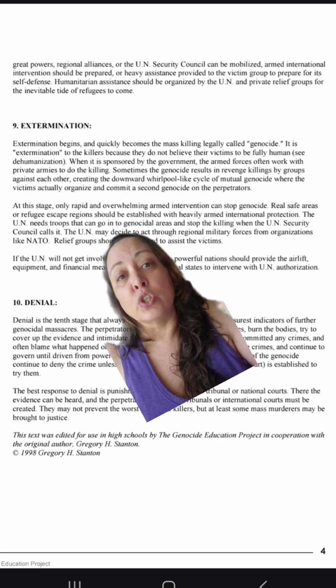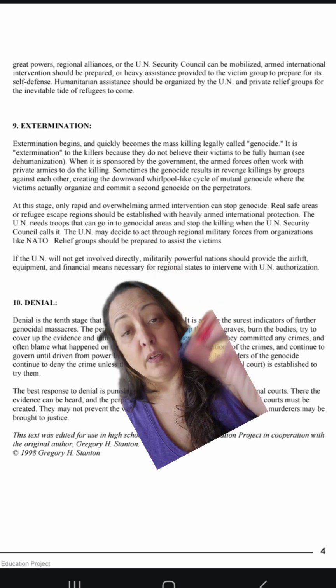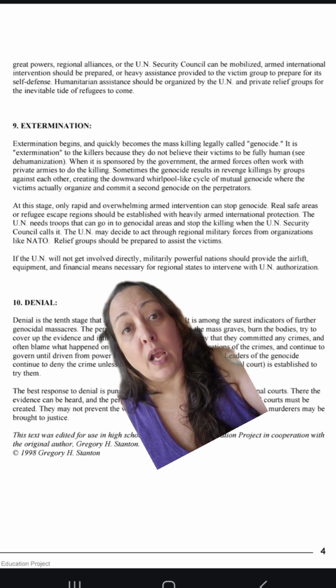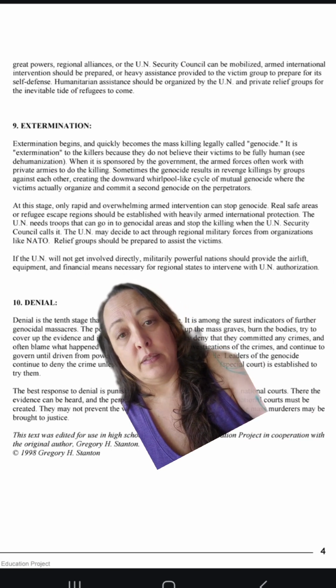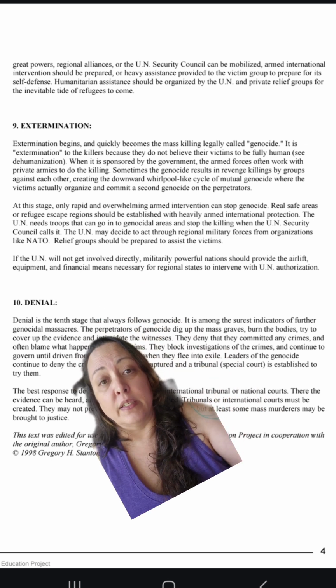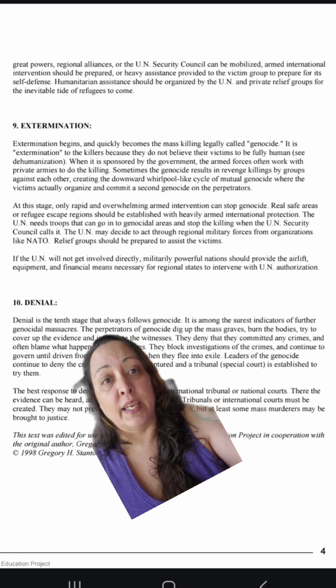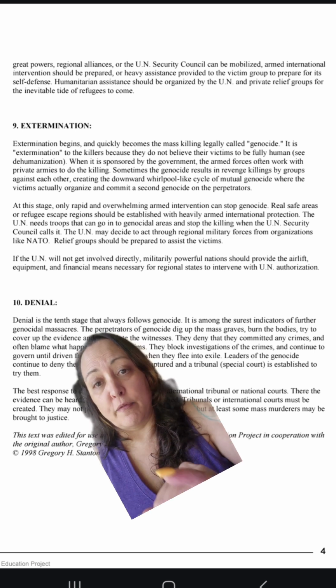Humanitarian assistance should be organized by the UN and private relief groups for the inevitable tide of refugees to come. We have already begun sending people to concentration camps in El Salvador, so we have definitely reached step 8. Step 9 is extermination. Extermination begins and quickly becomes the mass killing legally called genocide. It is extermination to the killers because they do not believe their victims to be fully human. See dehumanization, which was step 4.